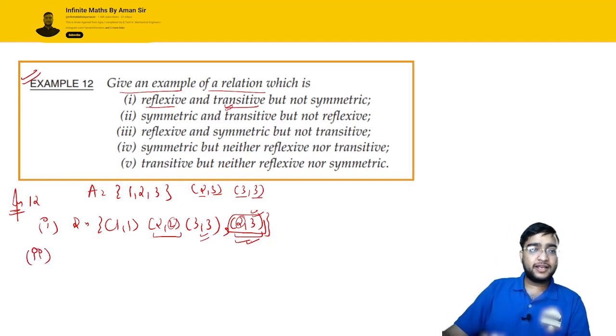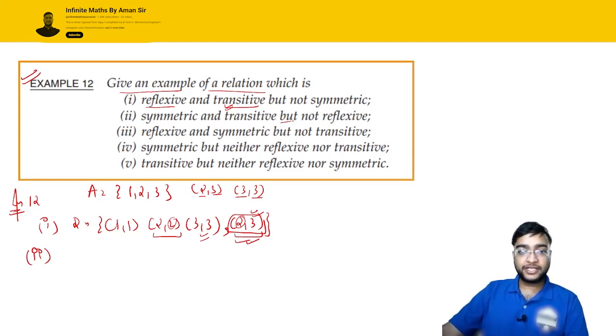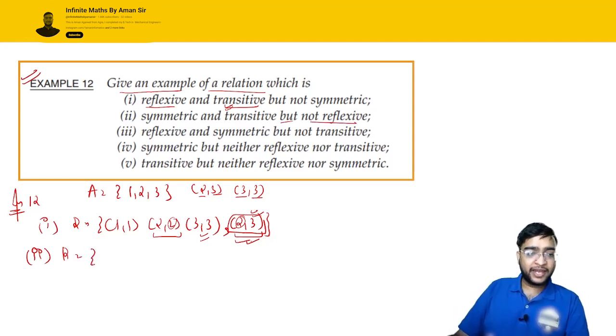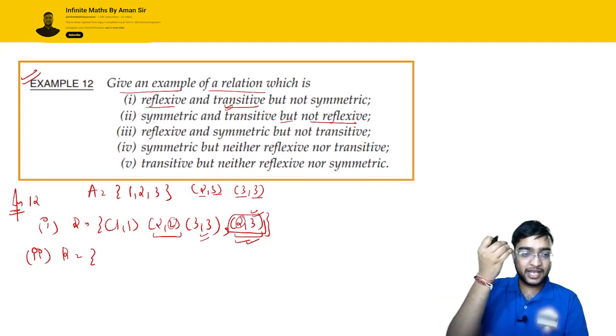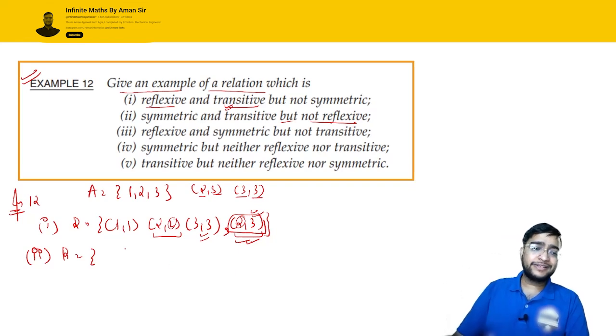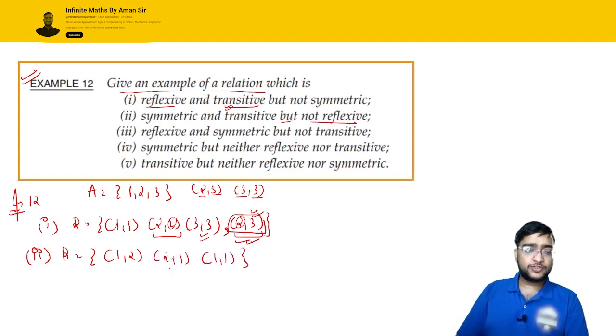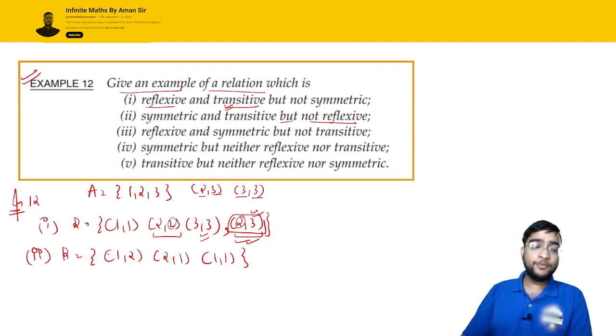Okay, so let's say the second one is symmetric and transitive but not reflexive. Let's say the relation R here. If I take a non-reflexive one, then I must not take any single identity pair. Let's say I take 1, 2 here, and 2, 1 here, and I also take 1, 1. So what does this relation say? Is this reflexive? You can say no, because 2, 2 and 3, 3 are missing there. For the symmetric one, you can say, sir, 1, 2's reverse pair is also there. You can say yes. 2, 1's reverse pair is also there. Yes. 1, 1's reverse pair is also there. Yes, sir.